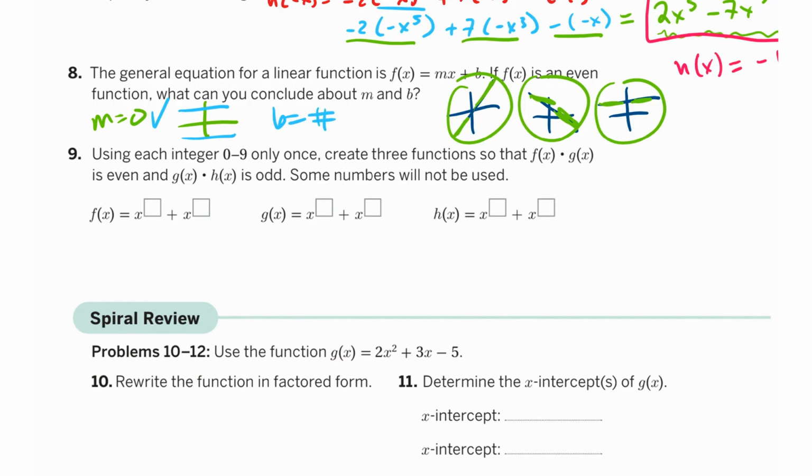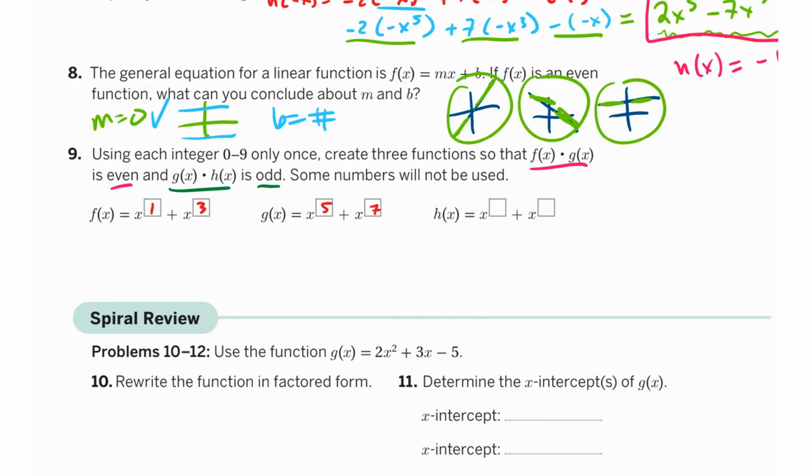Okay, now moving on to number 9. Using each integer 0 to 9 only once, create three functions so that f of x times g of x is even and g of x times h of x is odd. So in this one, we need f of x times g of x to be even. So the way that we're going to do that is I'm going to pick some odd numbers here: 1, 3, 5, and 7.